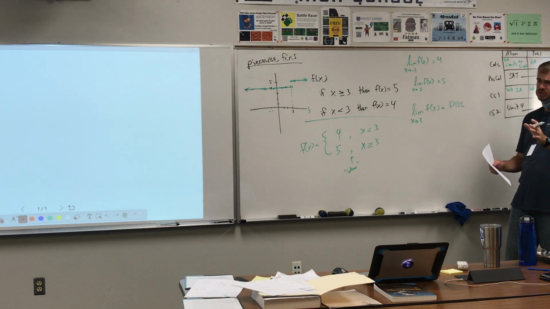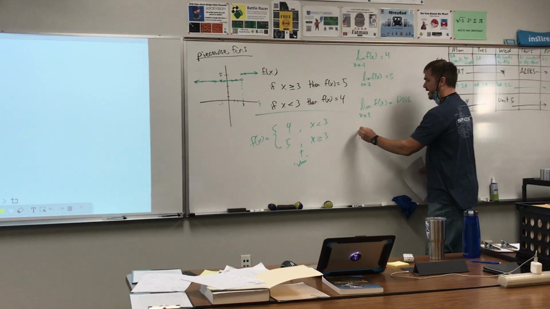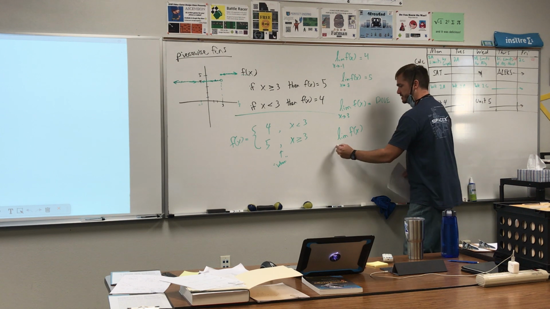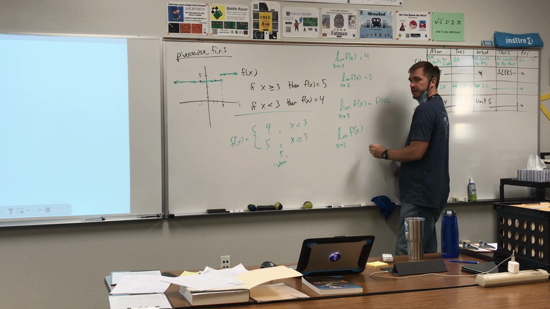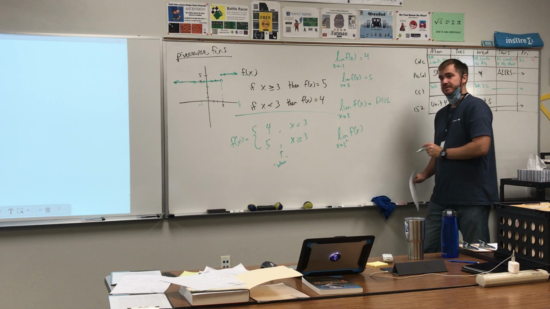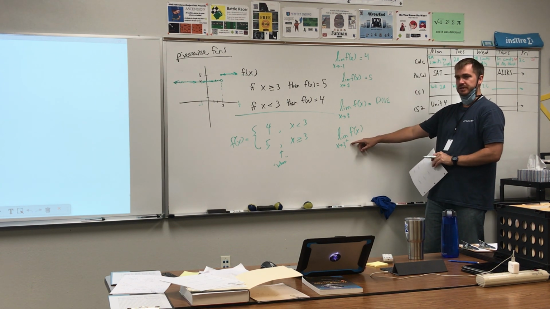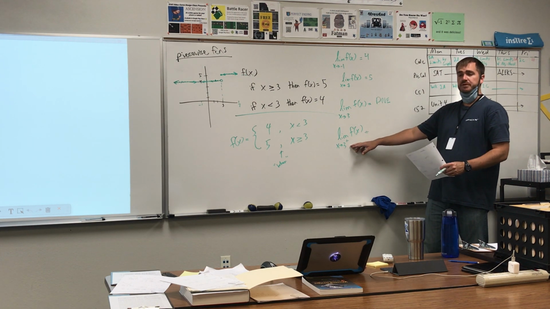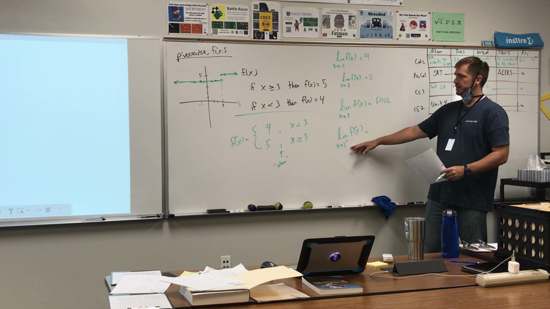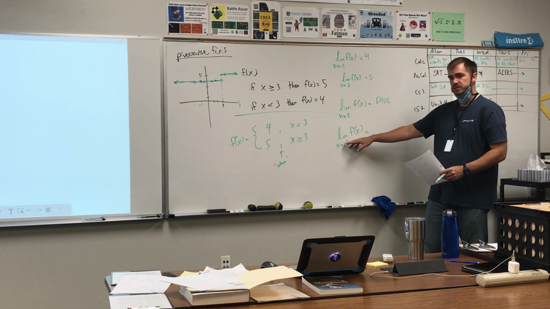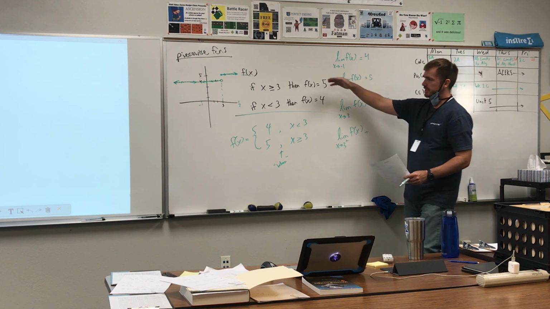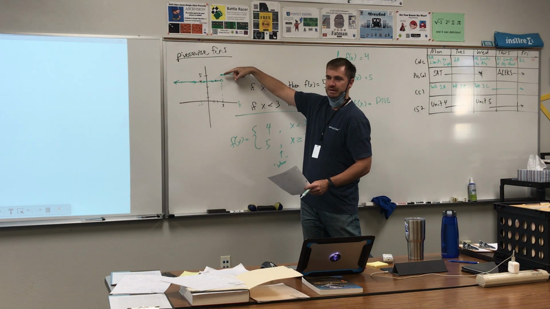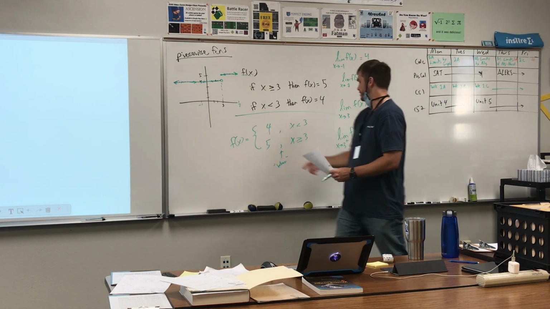Now, I could try to be sort of sneaky, and I could give you a problem like this. What is the limit of f of x as x approaches 3 from the right? We'll put a little plus right there. Well, Mr. Goddard, you're going to have to do better than that if you're going to be sneaky on us, because when it says 3 from the plus, that means approaching it from the right. What y value are we approaching? 5.